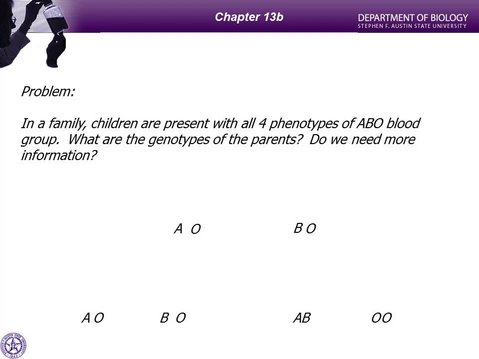This child has A-type blood. Well, they had to get A from this parent. So which allele did they get from the other parent? Had to be O, because if they got the B, they'd have AB blood too. So we see the genotypes, and it is absolutely possible for one set of parents to have 4 children, each with a different blood type.